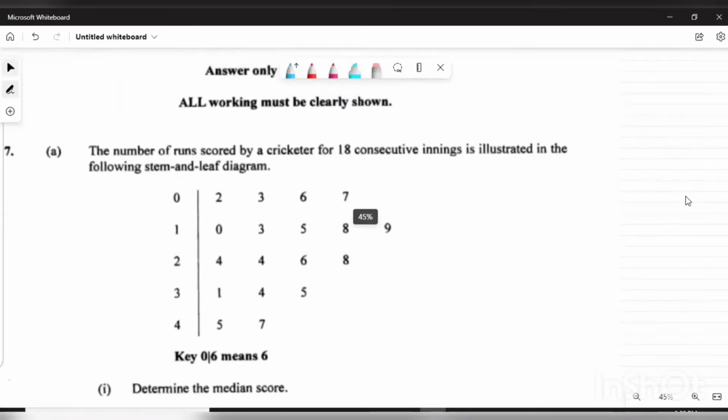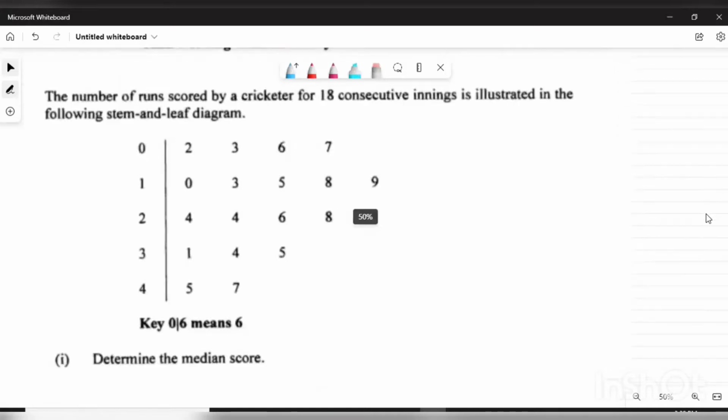It says all working must be clearly shown. The number of runs scored by a cricketer for 18 consecutive innings is illustrated in the following stem and leaf diagram. It says determine the median score. Median is the middle, so we definitely can find the middle of all of these numbers. How many? 18. So you know you're going to fall in the middle.